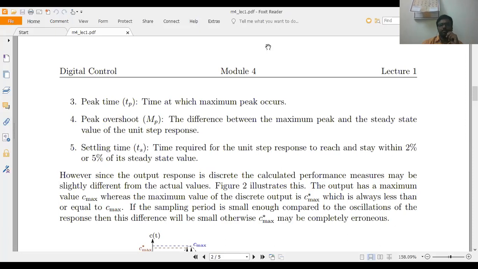The fourth specification is the peak overshoot, represented as M suffix p. This peak overshoot is taken as the difference, or change, between two quantities. The first quantity is the maximum peak, and the second quantity is the steady state value.